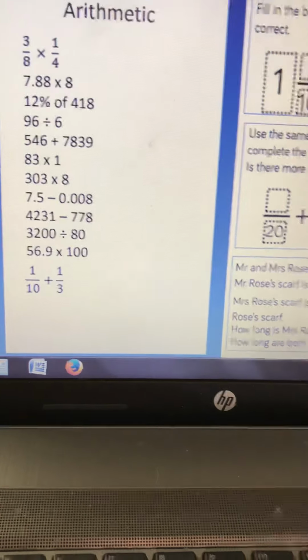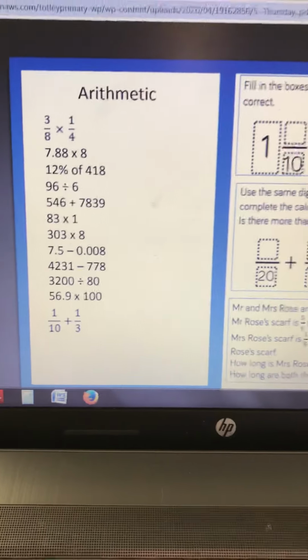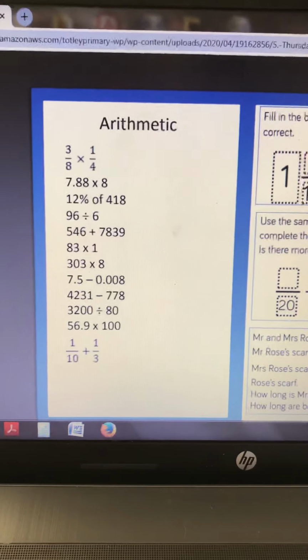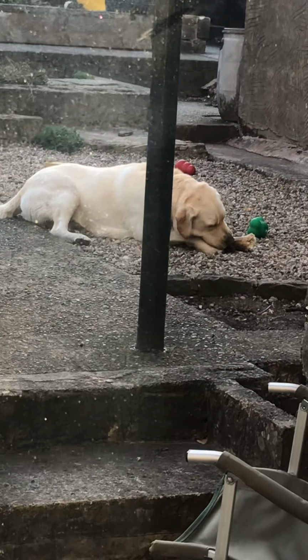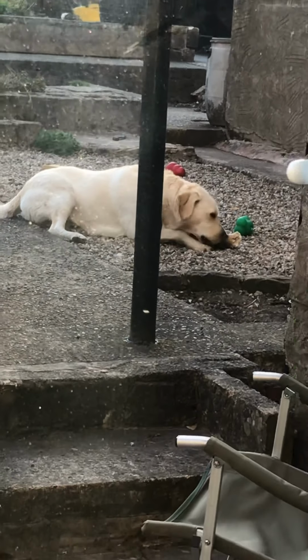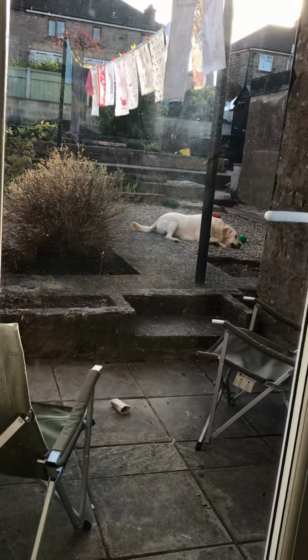I've been at King Egbert's this week with children of key workers, so we've been getting on with home learning there. Ollie update, he's very happy with his birthday present, which was a massive bone. So he's out in our garden. Excuse the garden, we are working on that.